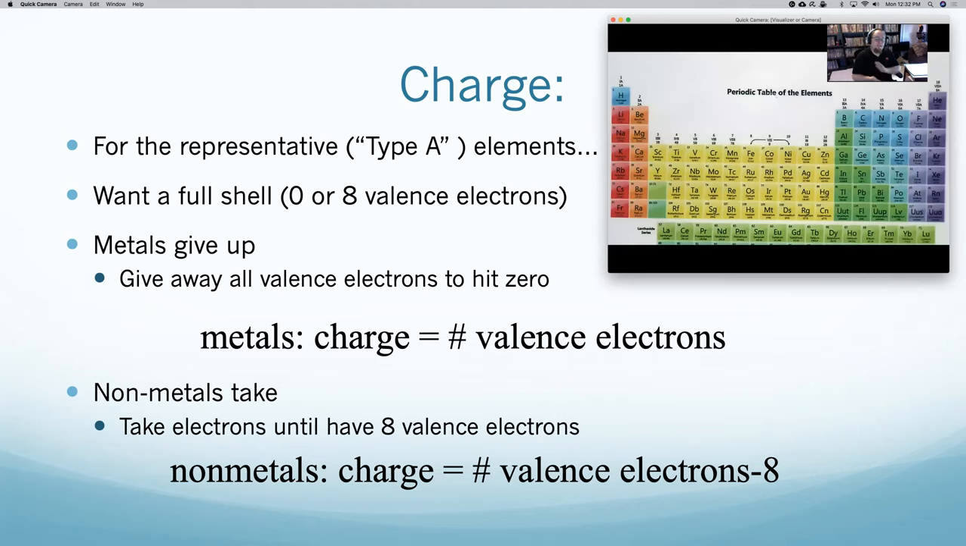So metals will always get a positive charge equal to the number of valence electrons. Nonmetals always get a negative charge equal to the number of valence electrons minus 8.